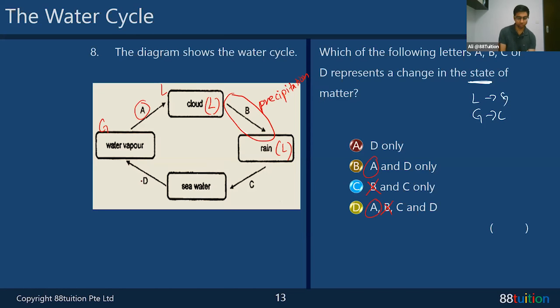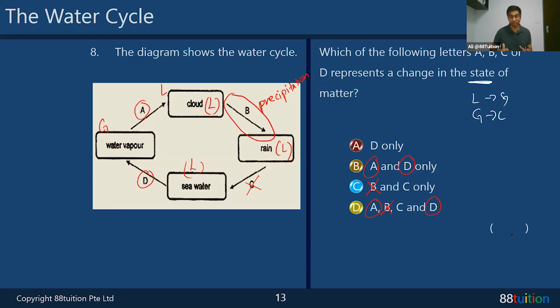Sea water to water vapor. This is liquid to gas. Yes, D is correct. What about C? Rain to seawater. This one also liquid, this one also liquid. So all liquid, right? Can you see this side? All three are liquid. So C is also not right. So therefore, only A and D are right.